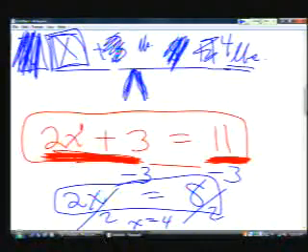Now the reason that I wanted to make such a big deal about that is because algebra is not magic. Algebra is not magic. And I don't want you to think, I never was good at algebra because I just couldn't memorize all the rules.